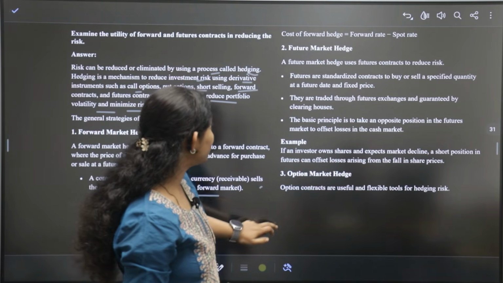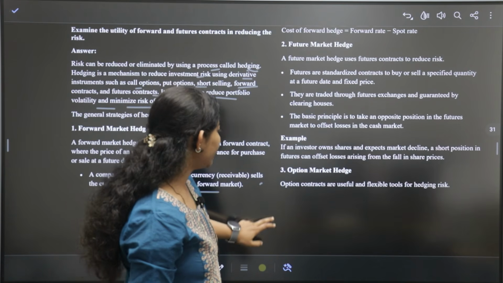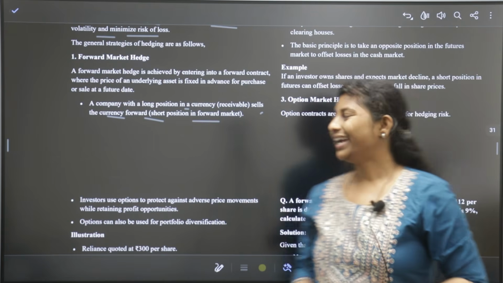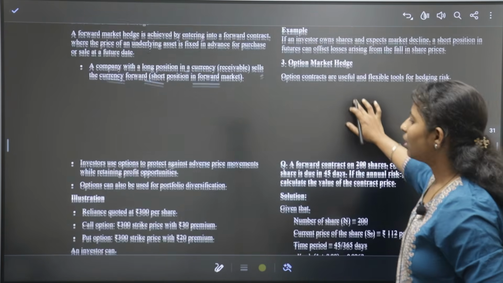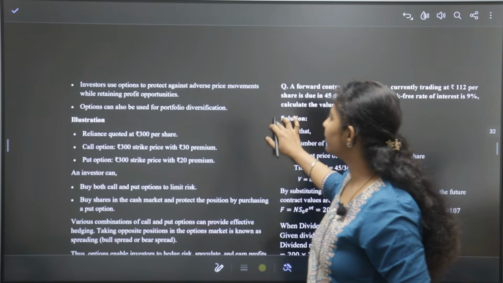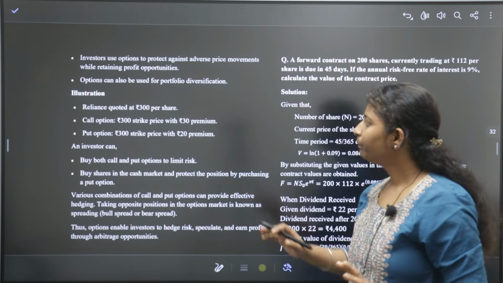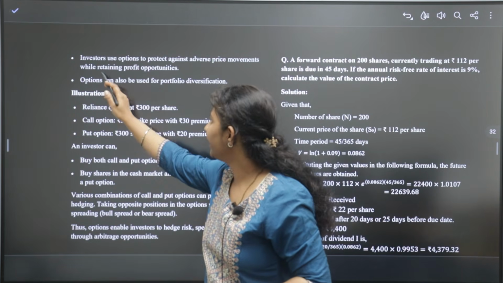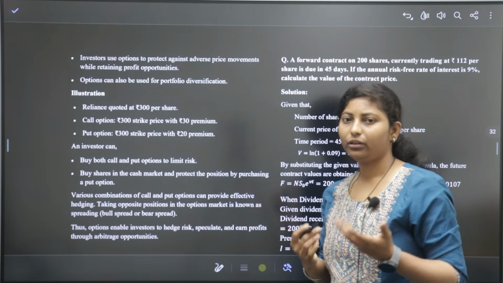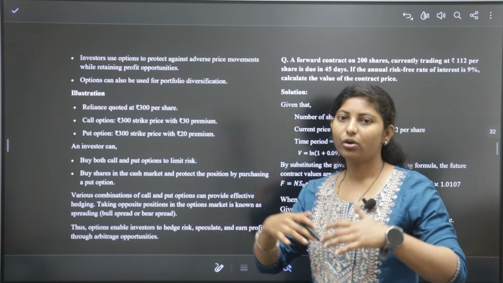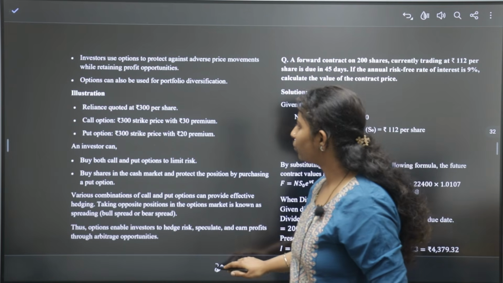And next, third, we have the option market hedge. Option market is a flexible tool for hedging risk. It is also useful for investors to protect against adverse price movement while trading, and also retaining profit opportunities. Options can be used for portfolio diversification, very very important.